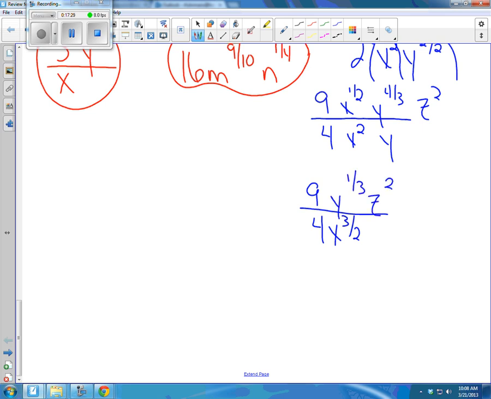So again, you guys, I just let my calculator subtract 1/2 minus 2, and I let it subtract 4/3 minus 1. And if you got a negative exponent, it will move it to the bottom, and the positive exponent will stay on the top. And that is it for the first page. So if you want to see the second page, that will be a different video.